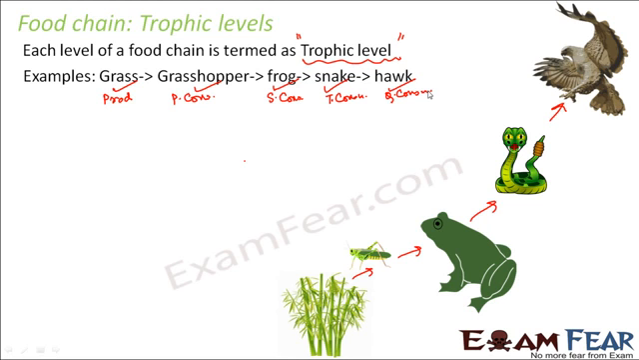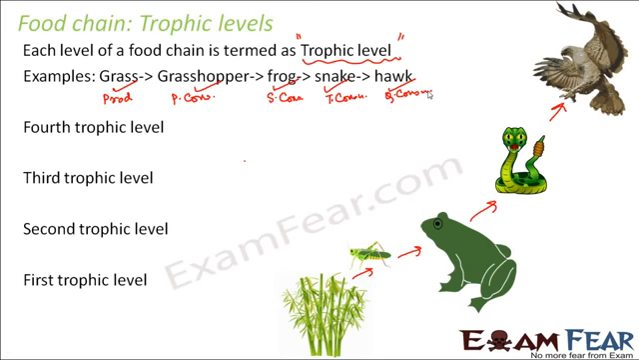Now let us look at the same food chain in terms of trophic level. Here we will have different trophic levels like this. Which will be the first trophic level? The first trophic level will be the producer. The first trophic level will be occupied by the producers, and producers are the plants or the autotrophs which can perform photosynthesis, and they are the main production center which prepare food for themselves as well as others.